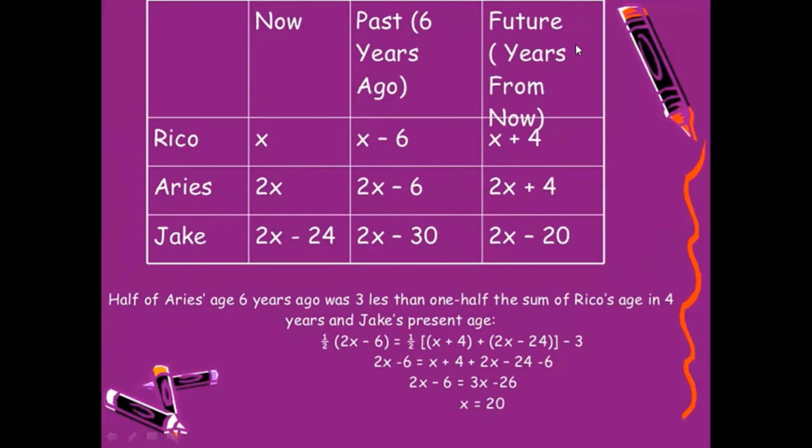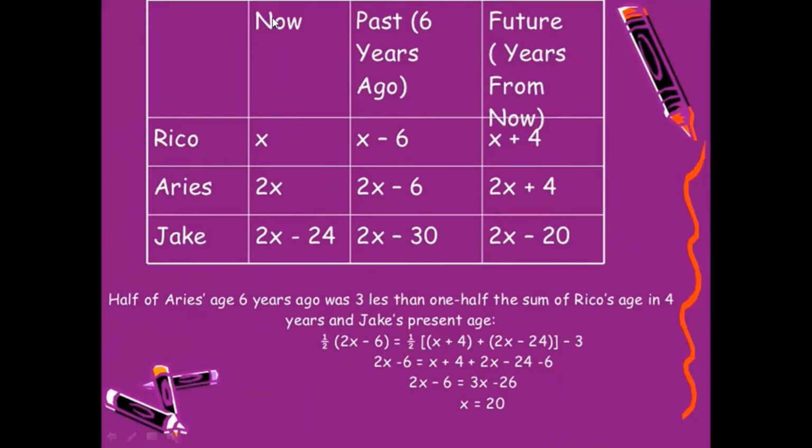Now the problem is slightly tricky, because first we have to go into the past, and then all of a sudden we have to be in the future. That is 4 years after this present age. So this is in the past and this is in the future. How much past? 6 years ago. And how much in the future? 4 years from now. And this is the now. So we have three columns: now, the past, and the future.